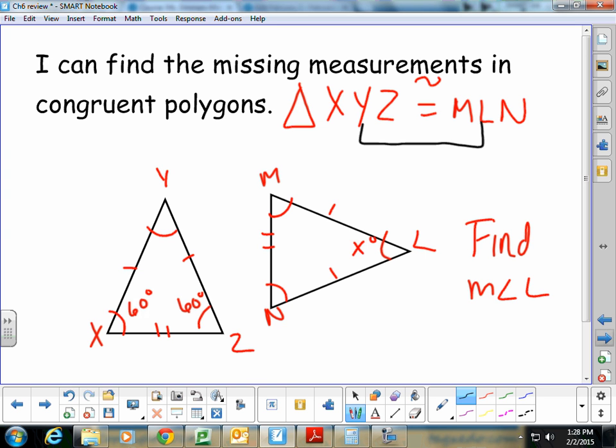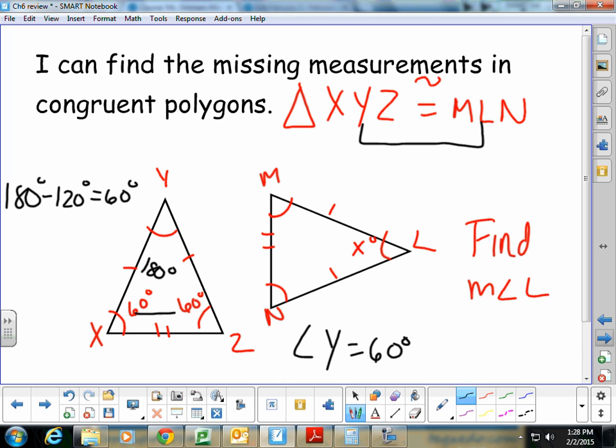But I do know a triangle has 180 degrees. So that's 180 minus these totals of 120 for a total of 60 as well. So if angle Y is 60 degrees, then angle L is too. So this is just kind of an inferring question. Again, the measurements may be off, but the point is to get the idea of looking for correspondence first.